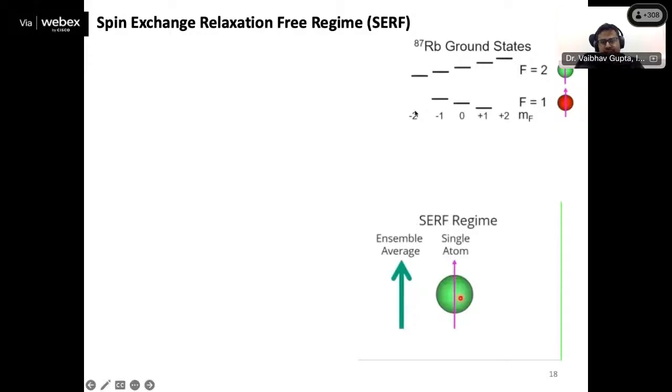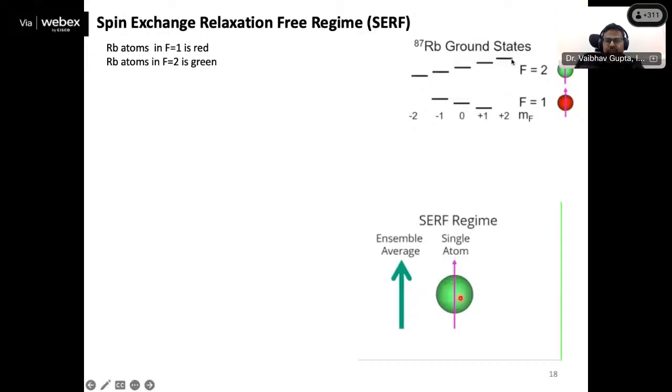Remember, we had this ground state of rubidium, the hyperfine states, and the first one was divided into 5, and the bottom one was divided into 3 states. Let's suppose that if the rubidium atom is in F1, in any of these, it is red with the spin up, and if it is in F2, we will show it with the green color. That is the basic understanding.